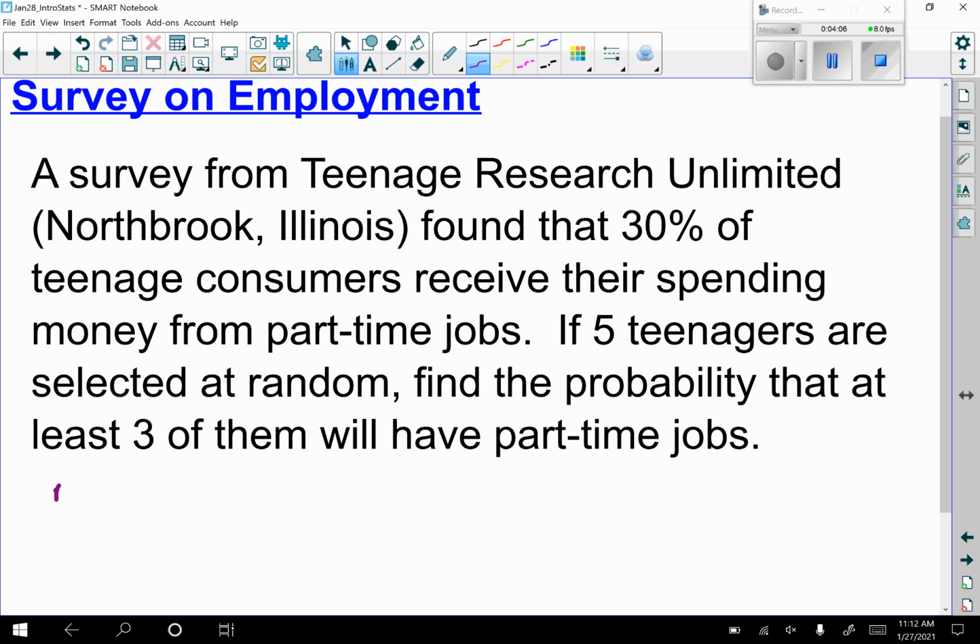So n, we're asking 5 teenagers, so n is 5. I'm going to skip to the probability here. We see 30%, so we would say 0.3. But now we're looking for the probability of at least 3, so that would be 3 or 4 or 5. So this is what we could do.